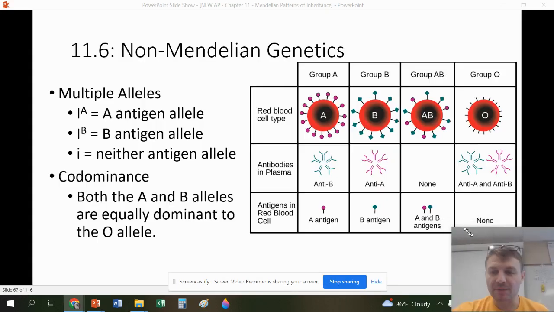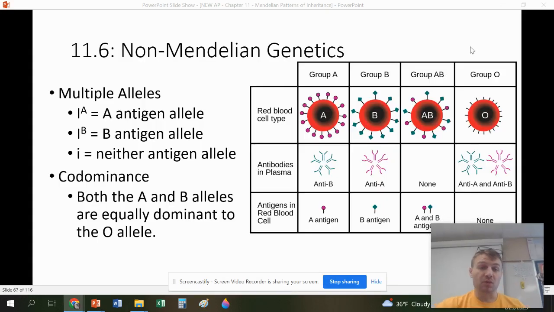All right, human blood typing is an example of both multiple alleles and codominance. Since there are multiple alleles, you can see they have the A, the B, and the O. In AP, we use these letters, capital I, capital A, capital I, capital B, and i. In regular biology, I just use capital A, capital B, and O because it's a little bit easier, but I want to show you here that it is an example of codominance. I honestly don't care if you use A, B, and O, as long as you understand both of these alleles are dominant to O in this case. But this is an example of both multiple alleles and codominance.